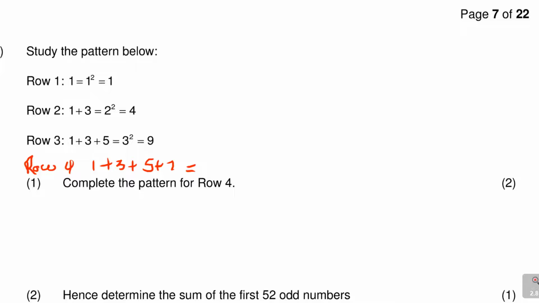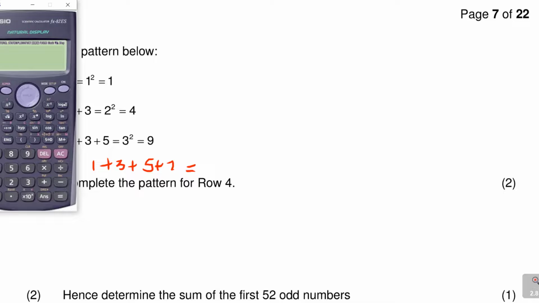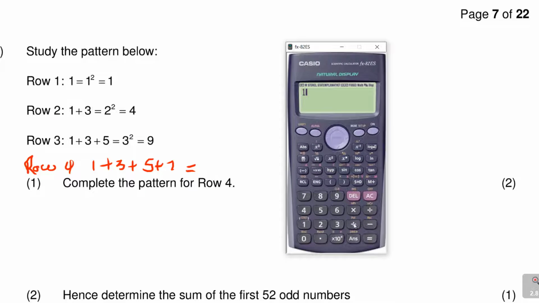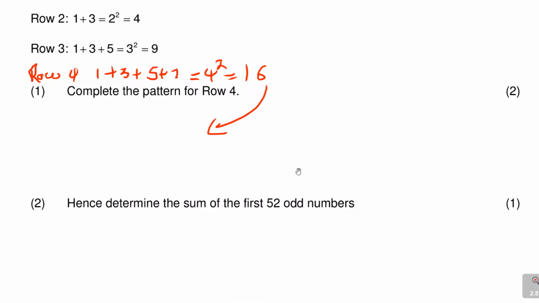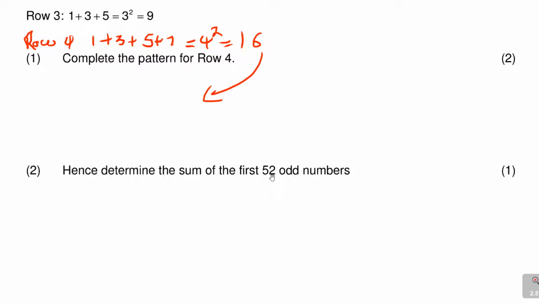Can you do that? Let's see what it does. 1 plus 3 plus 5 plus 7. That's it. It's 16. It works. Which is 4 squared, which is equal to 16. So this is the answer that you put here. Am I right? So you can see a pattern. Hence determine the sum of the first 52 odd numbers.